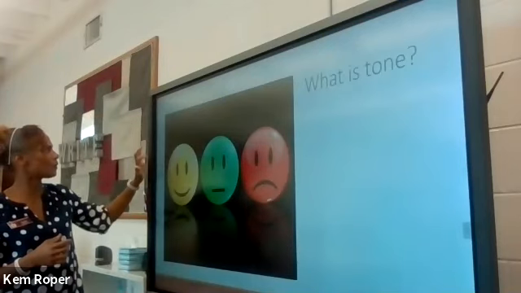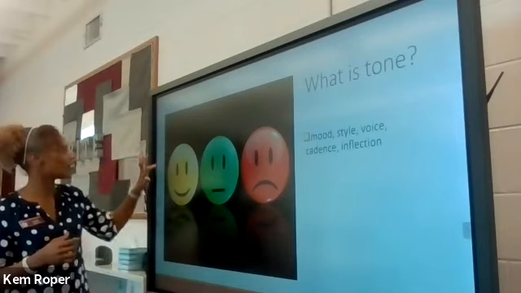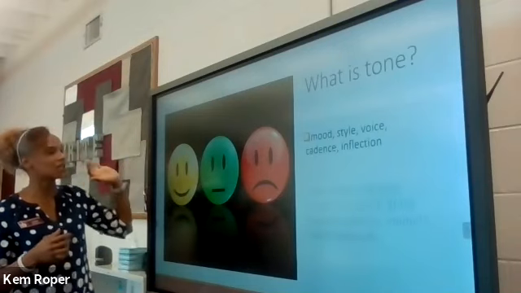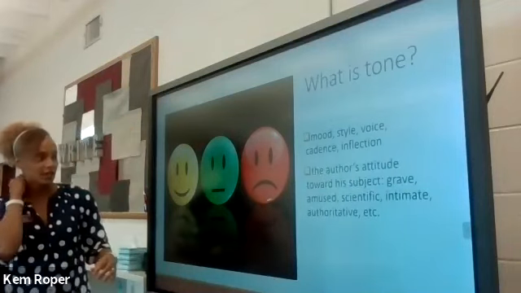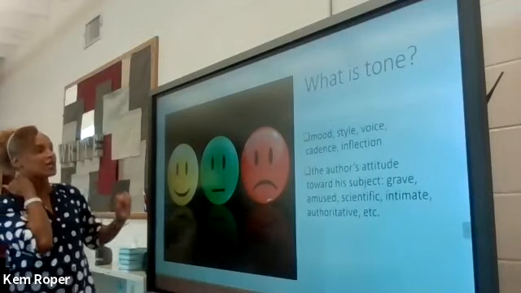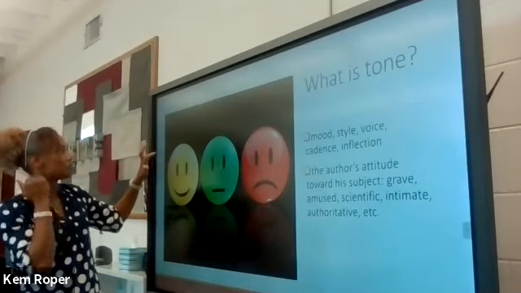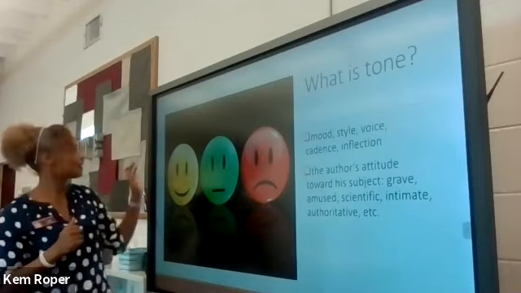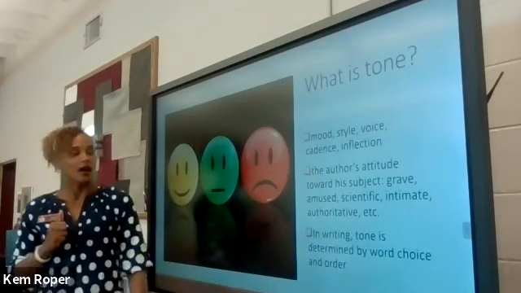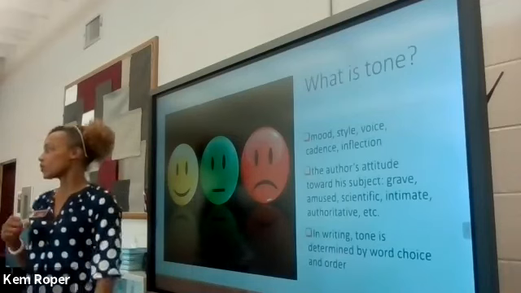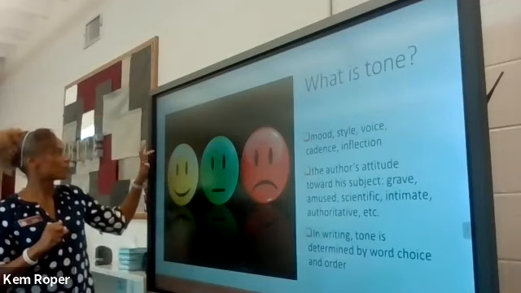So what are we talking about when we say tone? We are talking about the mood, style, voice, cadence, and inflection. Think about that usually when we're speaking, but it can also be conveyed in writing. It has to do with the author's attitude towards his subject, whether serious or amused or authoritative. And it has everything to do with the word choice and order. It's how you can create a particular tone in your writing.